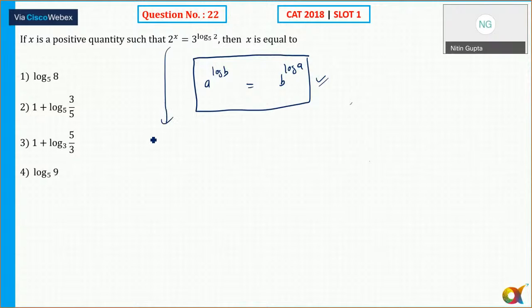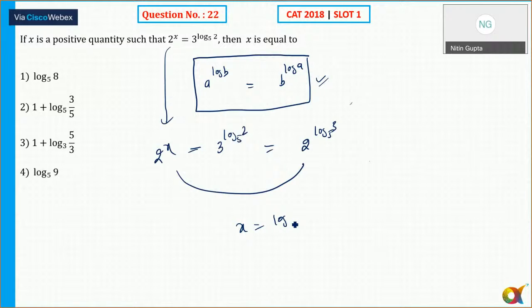Now you can use it quickly. There are other methods also. So I can say 3 raised to power log 2 to the base 5 is the same as 2 raised to power log 3 to the base 5. And this is equal to 2 raised to power x. Now compare powers. So x is equal to log 3 to the base 5.